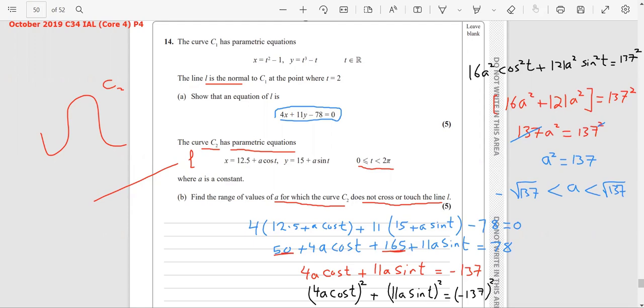As I said at the beginning of the video, you can work this way. Another way is to make cosine t the subject and sine t the subject, and then use the identity sine squared t plus cosine squared t is equal to 1. After that, you try to make everything in terms of one variable, in terms of x, and then you can replace it and you will get a quadratic equation. So you can use the discriminant b squared minus 4ac less than 0. But this is a shorter and easier way to solve this part.